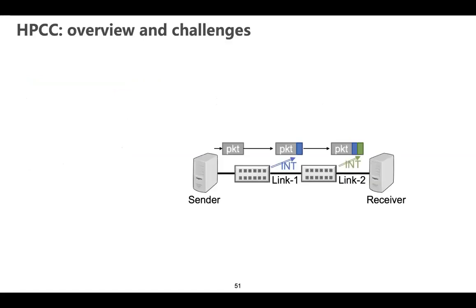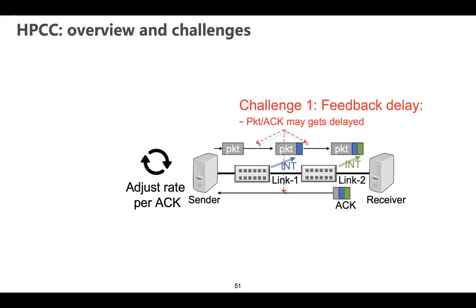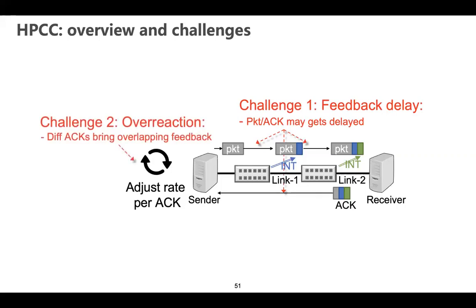Here's the overview of HPCC. After the receiver receives the packet with the INT data, it will echo back in the ACK with the INT data. So the sender can use this data to do the rate adjustment. But we also face two key challenges in applying the data for congestion control. The first challenge is that the feedback may be delayed on the path. Both the packet on the forward path or the ACK on the reverse path can get delayed. The second challenge is that if we blindly react to every ACK, it will cause overreaction because the data reported by different ACKs may have overlap.